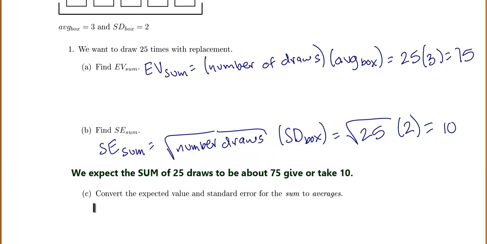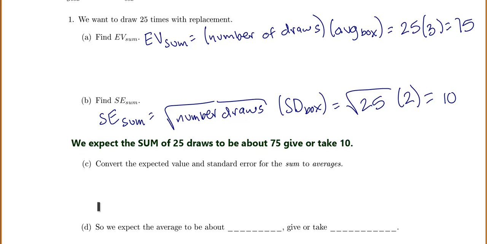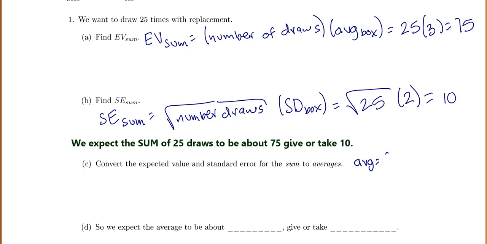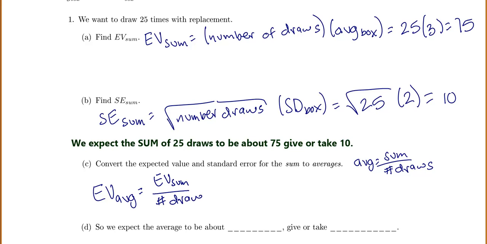So for C, let's now convert those expected values and standard errors for the sums to the averages. So how do you change from a sum to an average? Remember we wrote up above that an average is equal to a sum divided by the number of draws. So the expected value for the average should just be my old expected value divided by the number of draws. So my old expected value was 75. The number of draws is 25. So that's going to give me 3.